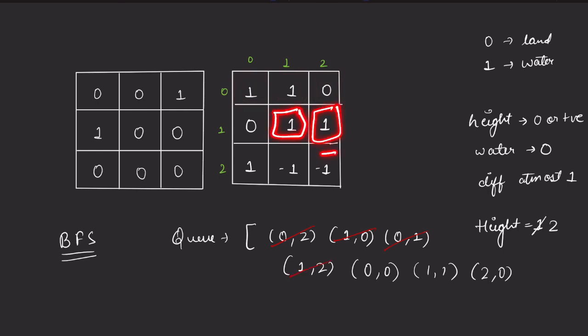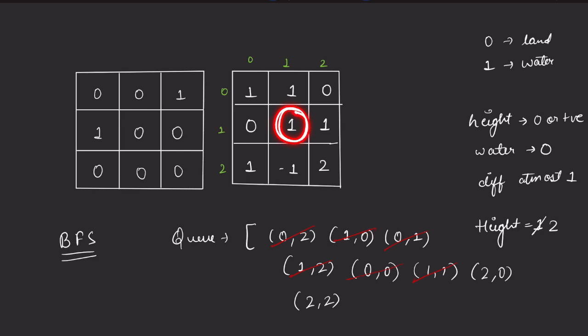Its adjacent cell is this and this. This has not been assigned any height yet. So we will give it a height of 2, right? So here we will give a height of 2 and we will push 2, 2 into the queue, right? Then here we have 0, 0. So 0, 0, all the adjacent cells are already visited. Then next is 1, 1.